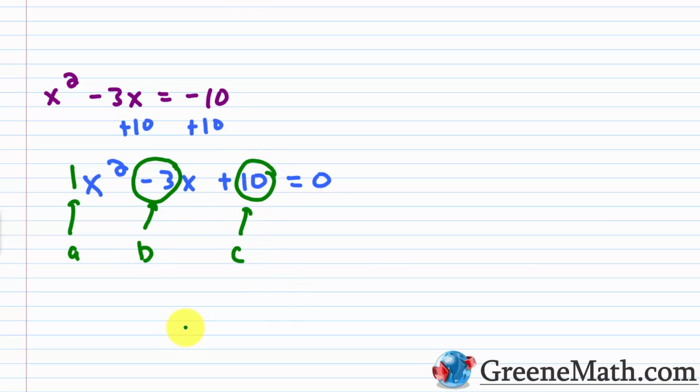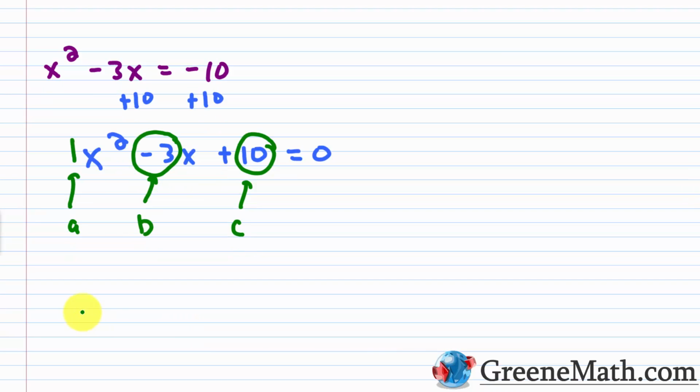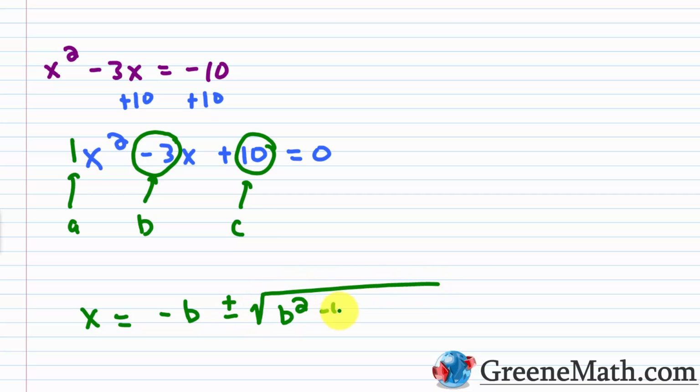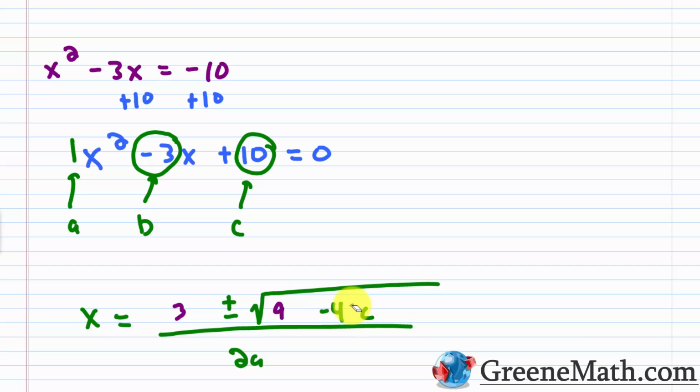So the quadratic formula, if you will recall, x is equal to the negative of b plus or minus the square root of b squared minus 4ac, all over 2a. So what is b? Again, that's negative 3. So the negative of negative 3 is 3. Then negative 3 squared would be 9. Then minus 4 times a, and a is 1. So negative 4 times 1 is just negative 4. Then times 10, which is c. Negative 4 times 10 is negative 40.